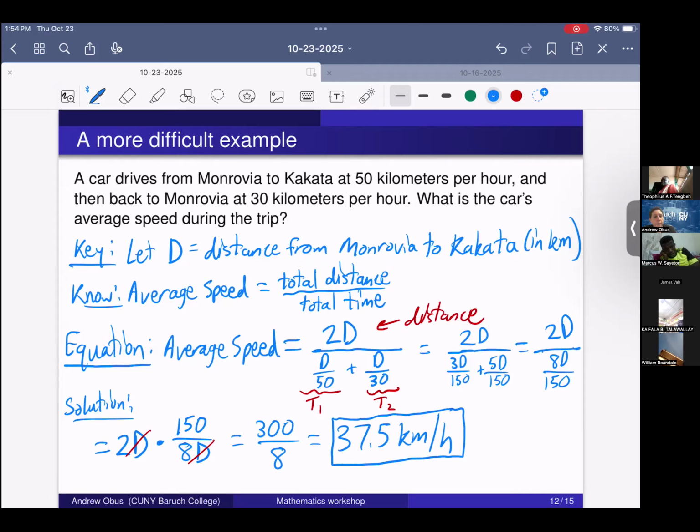And take 37.5 kilometers per hour here. Okay, so it's interesting. You go out at 50 kilometers per hour, you come back at 30. You might think the average speed should be 40, but it's actually not. It's actually 37 and a half.